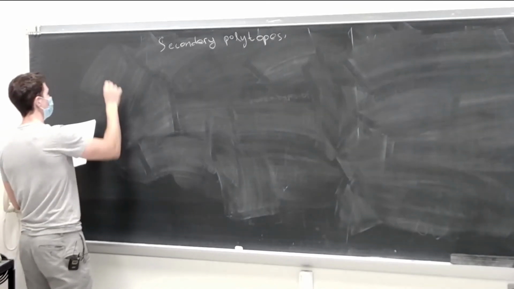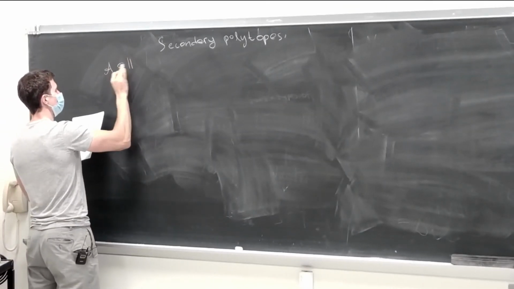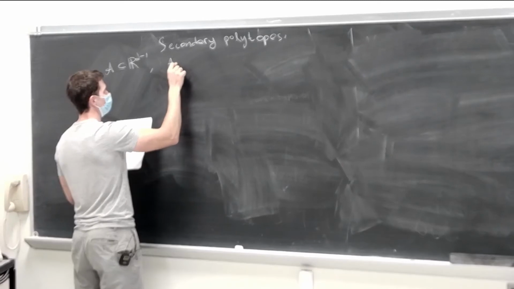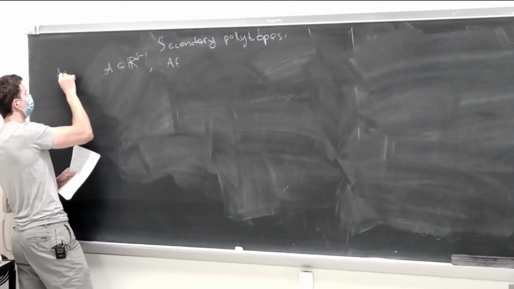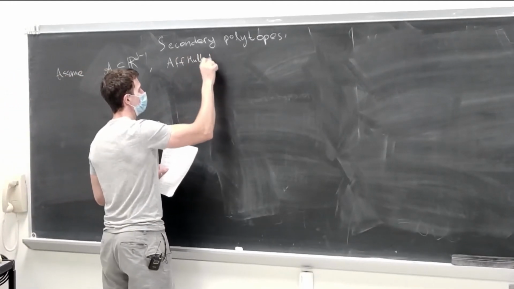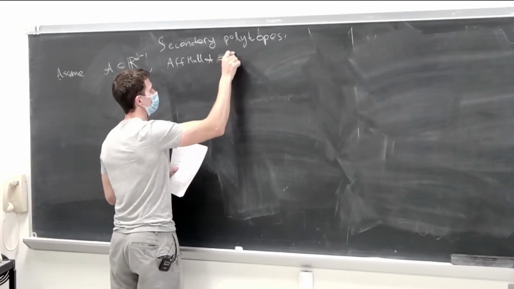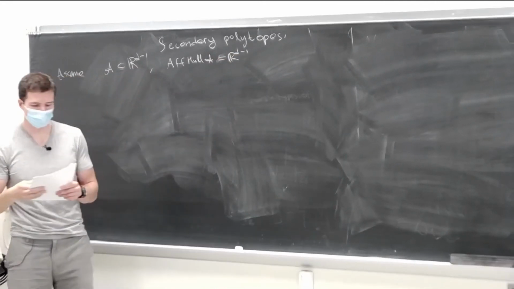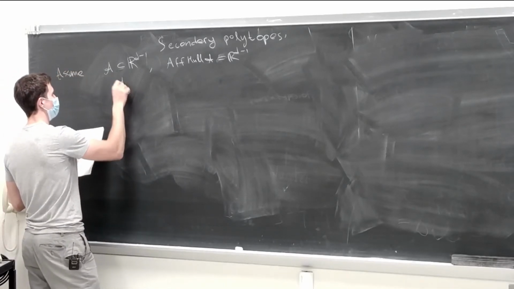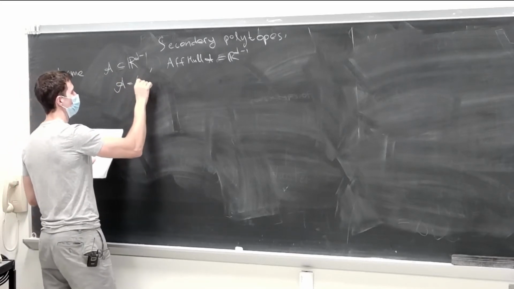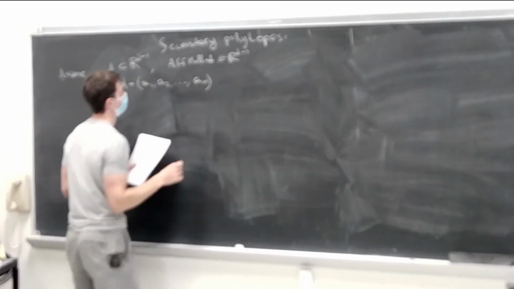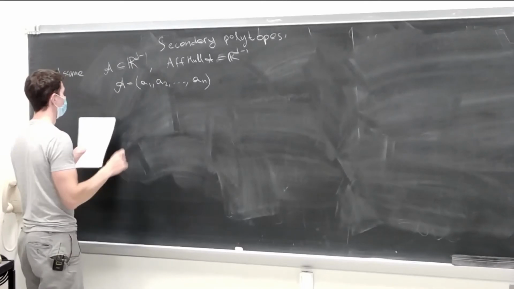So again, I'm going to assume A is a set of points in R^(d-1). The only thing I'm going to assume is that the affine hull of A is equal to R^(d-1). I'm not going to assume that they are in general position or anything like that. And maybe let me label them: a_1, a_2, all the way up to a_n. These are the points.